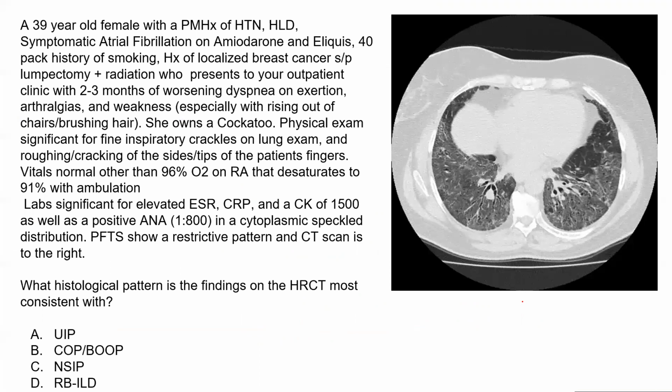She does own a cockatoo. Physical exam is significant for fine inspiratory crackles on lung exam. She has roughening and cracking of the sides and tips of her fingers. Her vitals are normal other than 96% oxygen on room air that desaturates to 91% on ambulation. Labs are significant for elevated ESR, CRP, CK of 1500, as well as a positive ANA with a cytoplasmic speckled distribution. The PFTs show a restrictive pattern and her CT scan is to the right. So what histological pattern is the finding on the HRCT most consistent with?